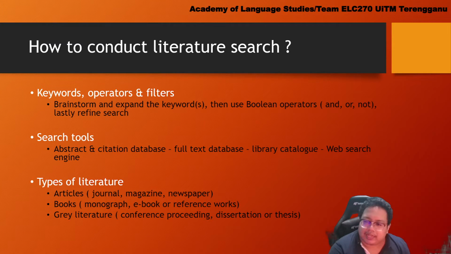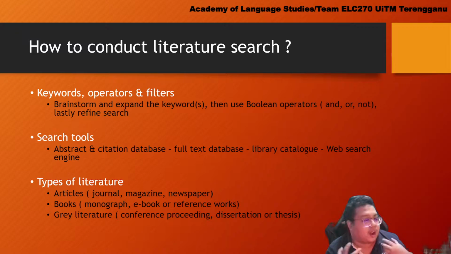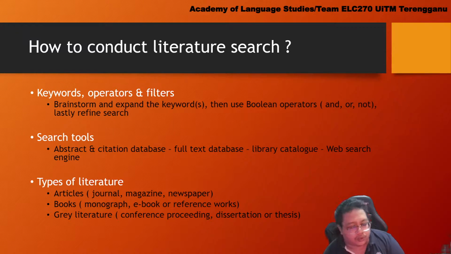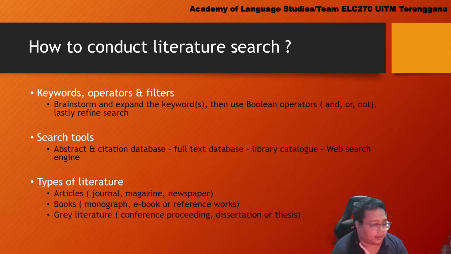Lastly, you refine your search. This is very important because you need to find articles which are relevant, which are related, which help you with your topic. Another way to conduct a literature search is to use search tools. You can use abstract and citation databases, full text databases, library catalogs, and web search engines. Those are the search tools that will help you find additional materials or maybe the main materials for your topic.